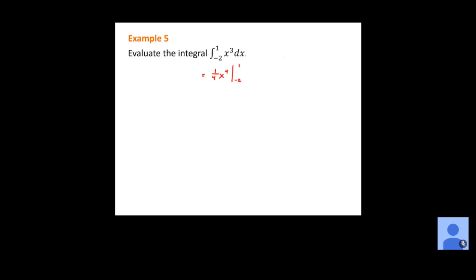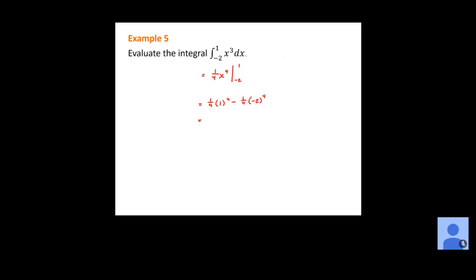All right, so now that I have my antiderivative, I can plug the values in. Make sure that you're plugging them in the correct order. It's always the upper limit first minus the lower limit. So we're going to have 1/4 times 1 to the 4th minus 1/4 times -2 to the 4th. So I'm plugging the 1 into my antiderivative, plugging the -2 into my antiderivative, and then subtracting whatever values we get there.